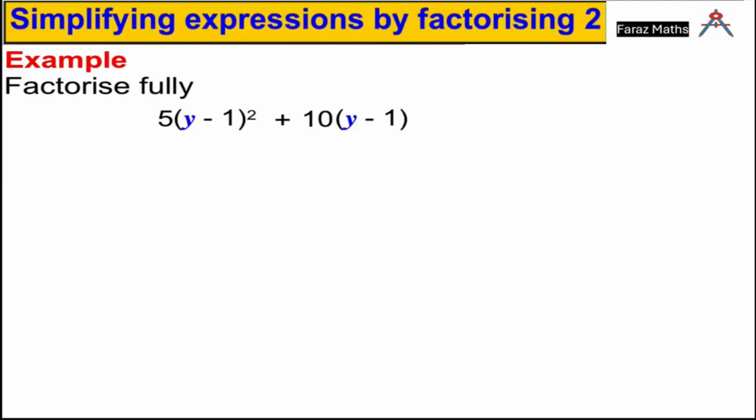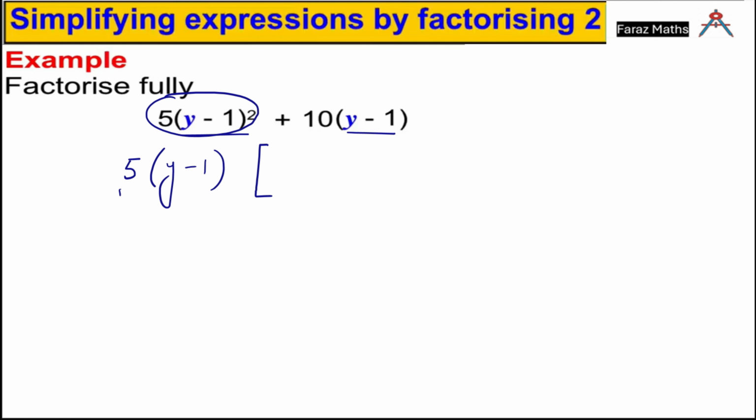Coming to the next question, factorize fully. 5 bracket y minus 1 whole square plus 10 bracket y minus 1. So what you have to take common between y minus 1 and y minus 1 whole square. You have to take y minus 1 as common there, and between 5 and 10 you have to take 5 as an HCF. y minus 1 is also an HCF. Now you have to make the square bracket, and then start from 5 bracket y minus 1 to the power of 2.